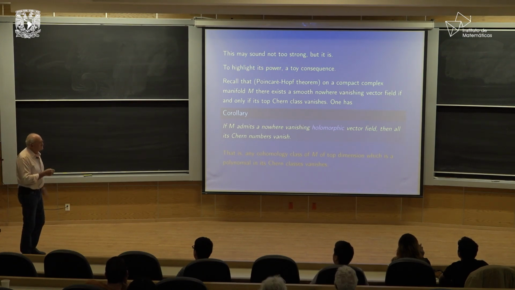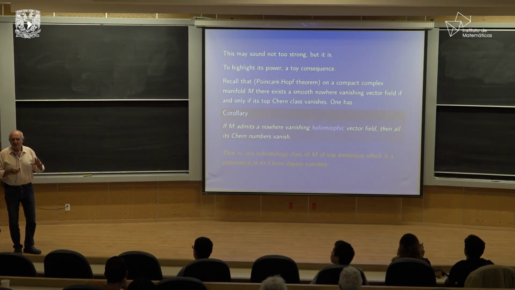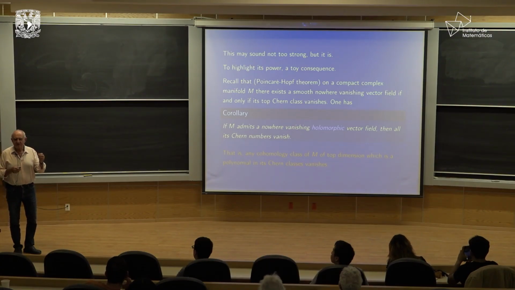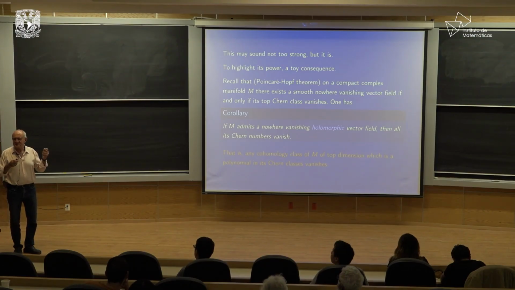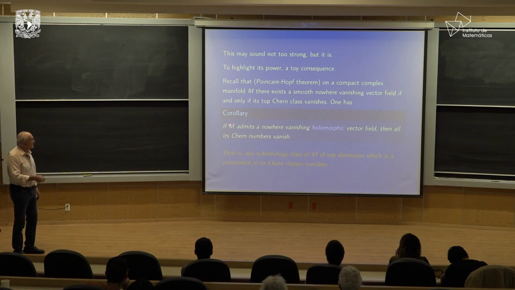Just recall, we all know that if you have a manifold, smooth, not even complex, with zero Euler characteristic, then it admits a continuous or a smooth vector field with no singularities. If it's a complex manifold, it has a vector field with no singularities, and that implies that the Euler characteristic is zero, and that's the same as saying that the top dimensional Chern class vanishes.